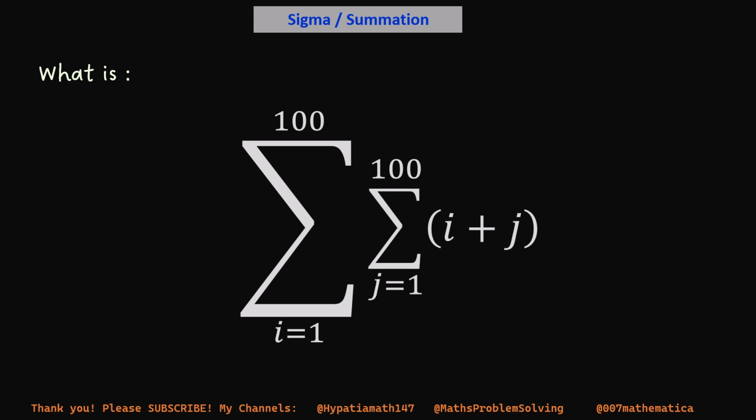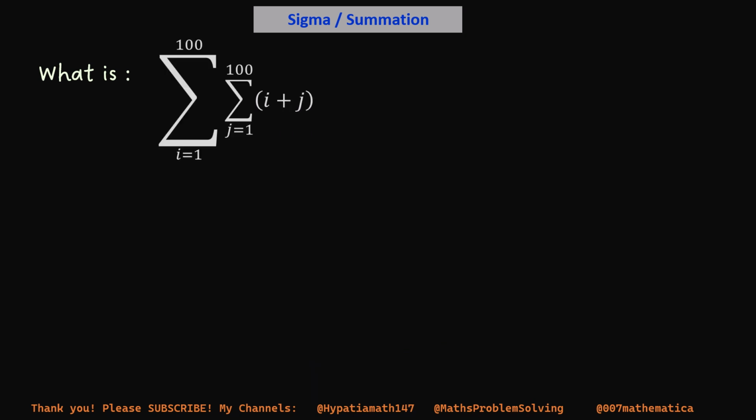So in this question, we need to evaluate this sigma. We need to find the sum of i plus j, and we need to do it twice. So if I put a bracket somewhere like that, and then try out the expression within the bracket first.